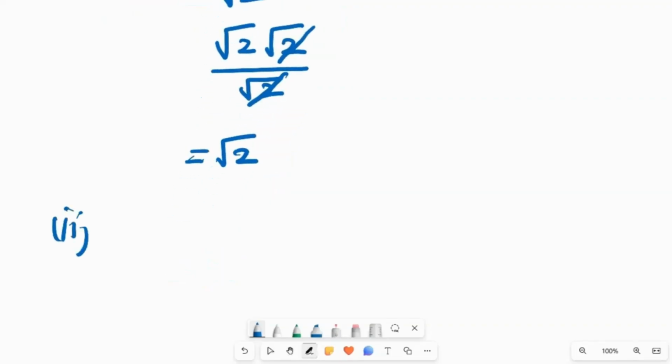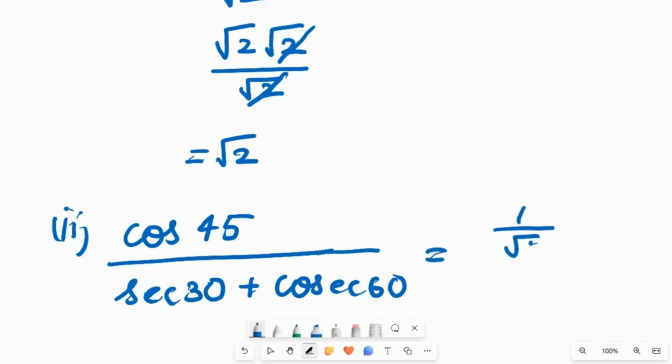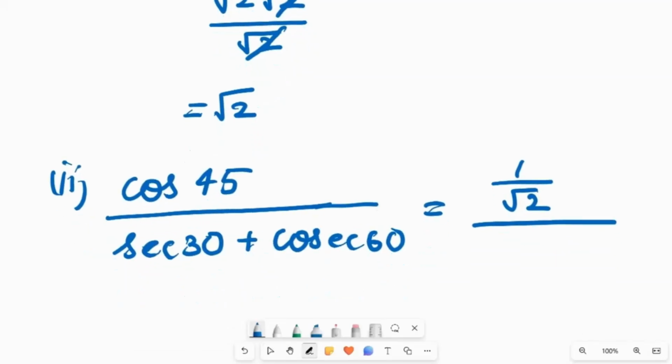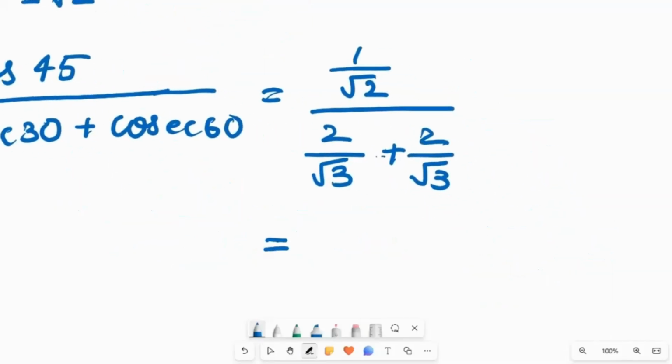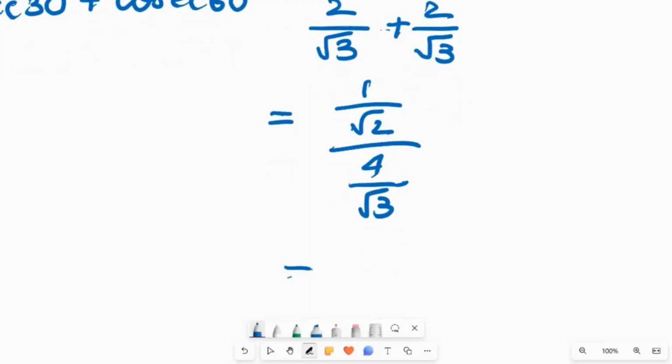Second one, we have cos 45, which is 1 by root 2 as we have seen just now, by secant 30 plus cosecant 60. So cos 45 is 1 by root 2. Secant 30 is 2 by root 3 and cosecant 60 is also 2 by root 3. So in the denominator, 2 by root 3 plus 2 by root 3 is 4 by root 3. I mean, we can write this as 1 by root 2 divided by 4 by root 3.